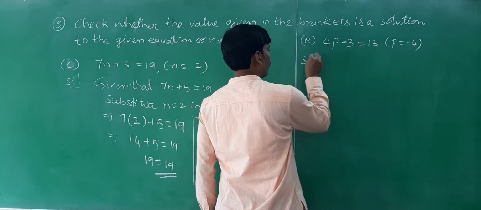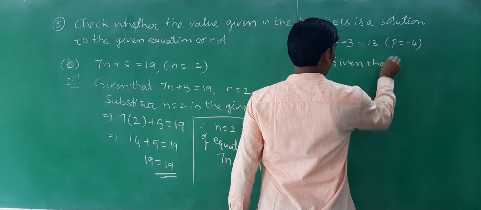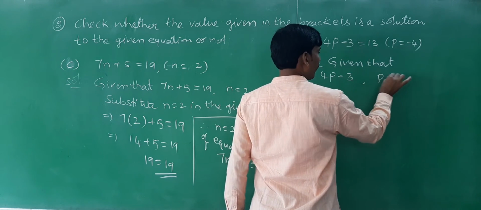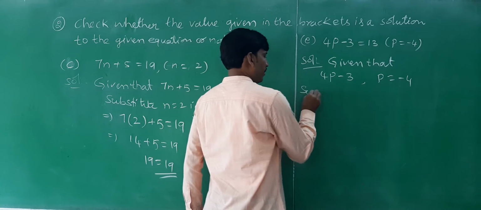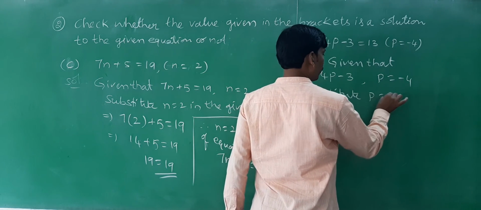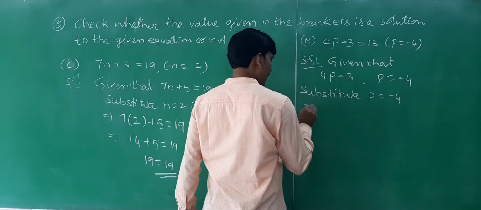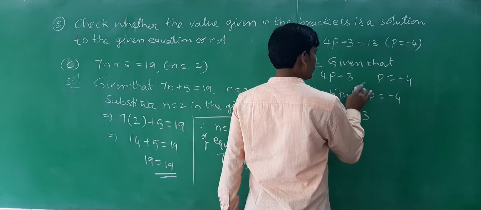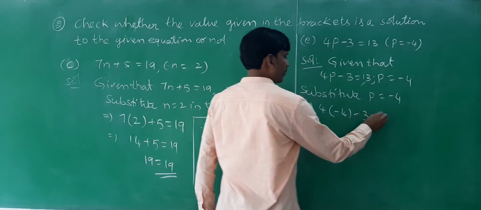Now you can solve a bit also. So here the given equation is 4p minus 3 is equal to 13, and the given value is p equal to minus 4. So now substitute p is equal to minus 4, which implies 4 into minus 4 minus 3 is equal to 13.